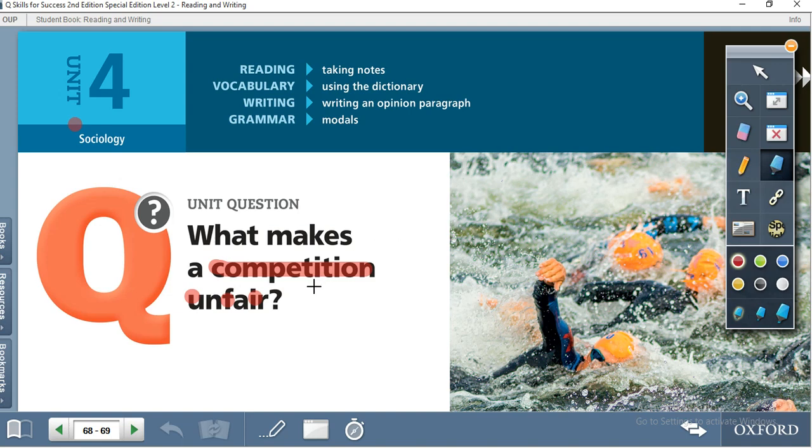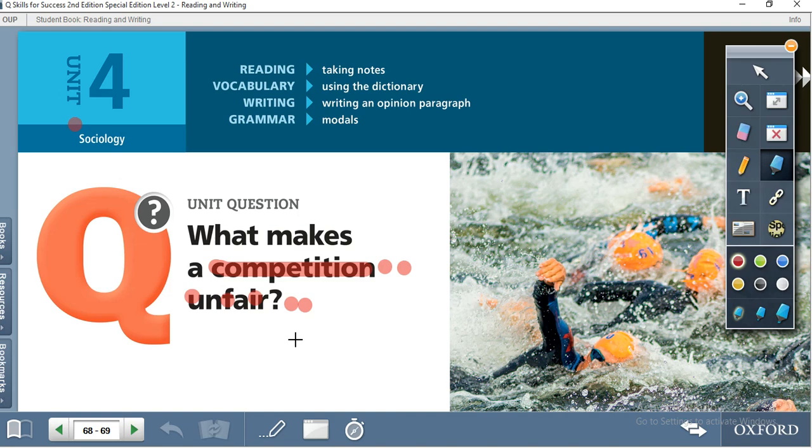As you know, competition means a game or a contest or a match between two teams. For example, it might be a football game, it might be cricket, volleyball, any game. So competition is a match or a game, and unfair means that it is not fair, partial, to make something partial or show favoritism, or illegal or unfair.